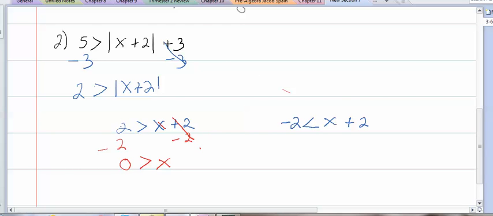Same thing over on this other inequality. I'm going to subtract 2 from here, subtract 2 from here. This is gone over here. Keep my x on that side, and it's negative 4.